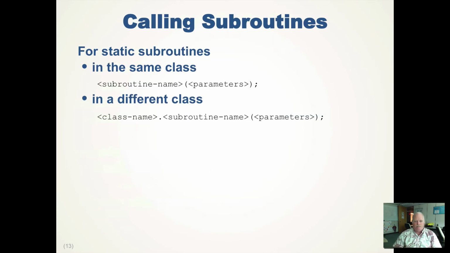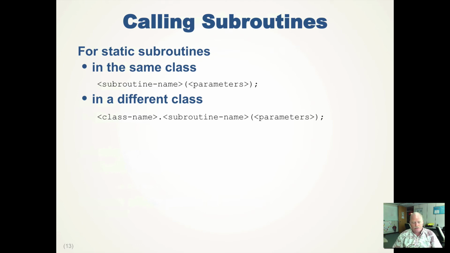So how do we call subroutines? Basically, for static subroutines inside of that same class, you just say the subroutine name and then the open paren, you supply the parameters, and then close paren and semicolon. If you're calling that subroutine from a different class, you need to supply the class name, dot, subroutine name, and parameters.